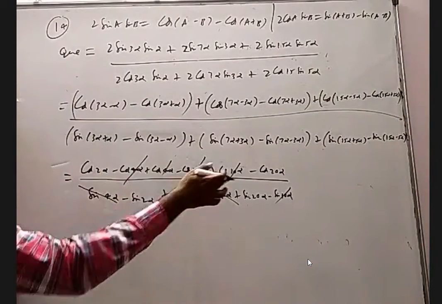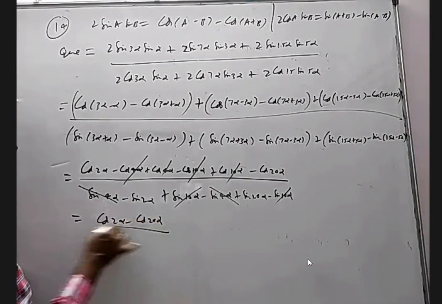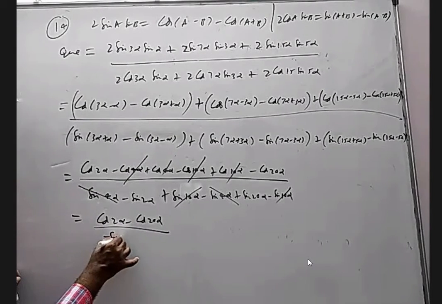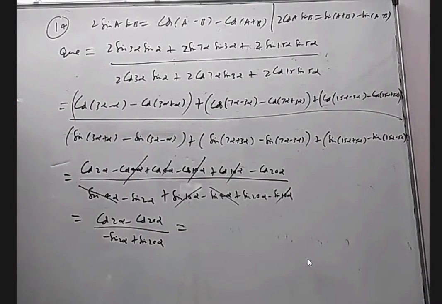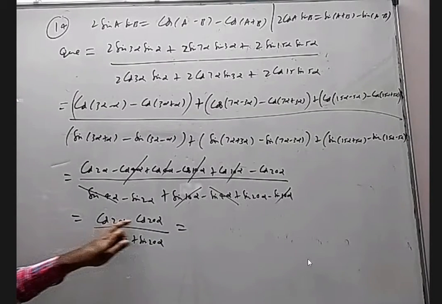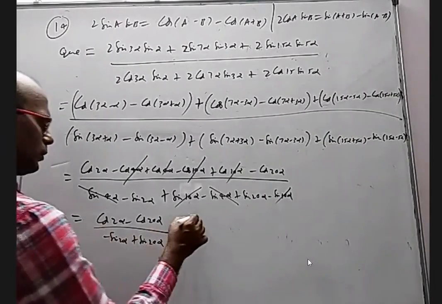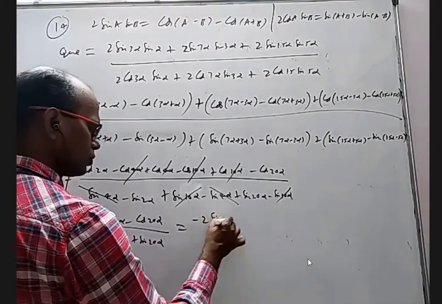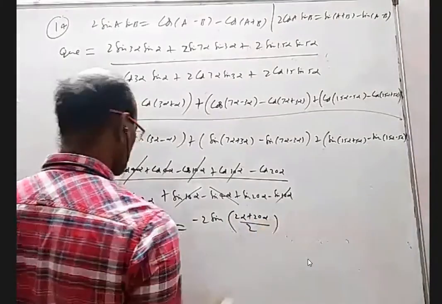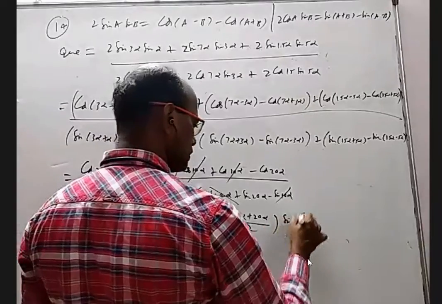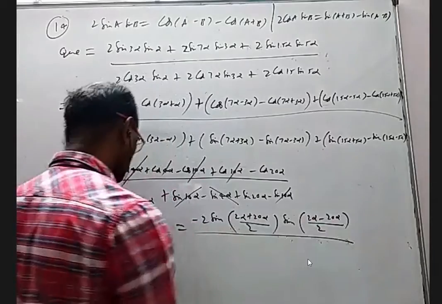In the numerator, you are left with two things, which are cos 2 alpha minus cos 20 alpha. Denominator, minus sin 2 alpha plus sin 20 alpha. I can apply cos C minus cos D, sin C minus sin D. Cos C minus cos D is minus 2 sin of C plus D by 2, which is 2 alpha plus 20 alpha by 2, and sin of C minus D by 2, 2 alpha minus 20 alpha by 2.